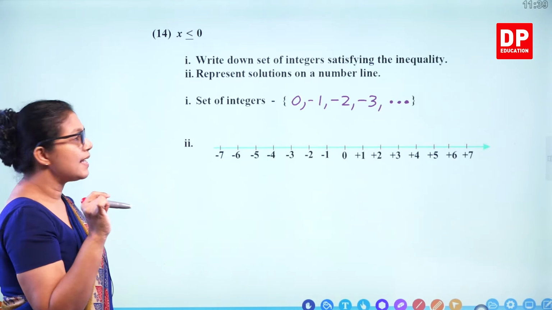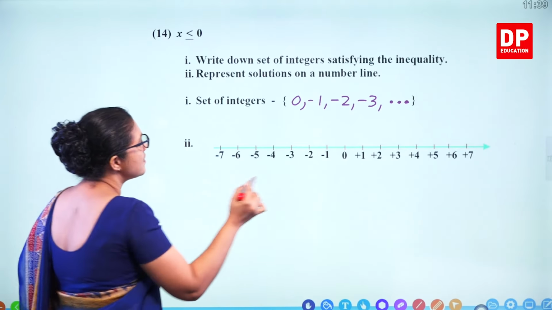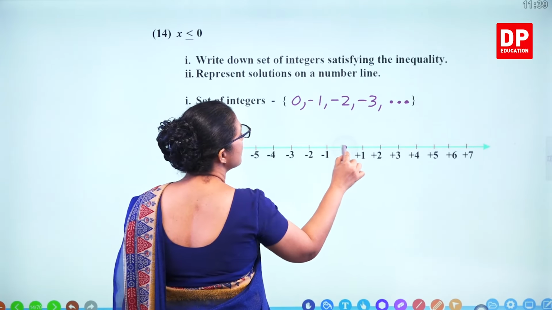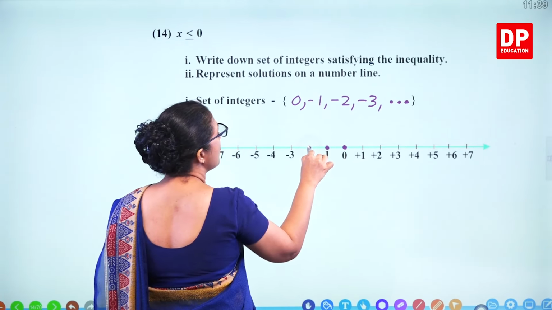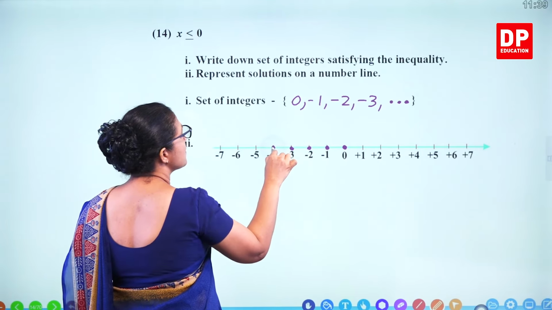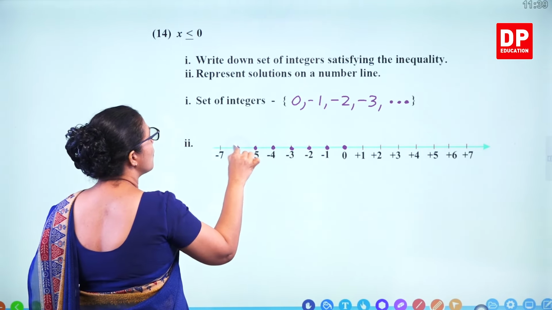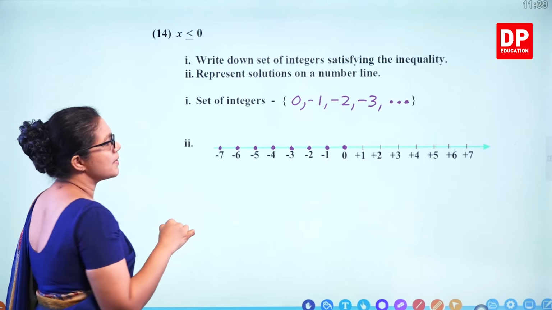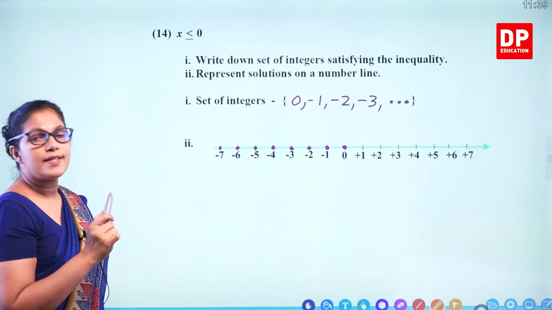How do you represent that on a number line? 0 is also included. -1, -2, -3, -4. All these numbers are satisfying this inequality.